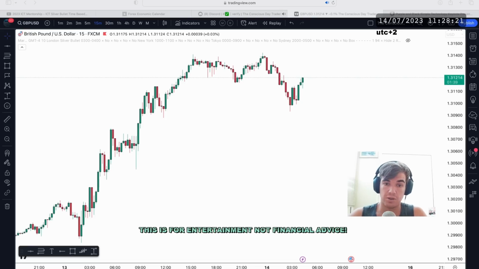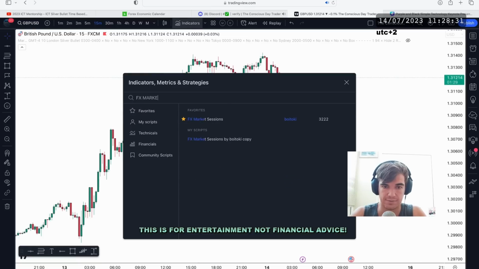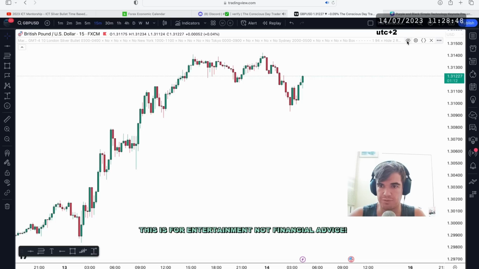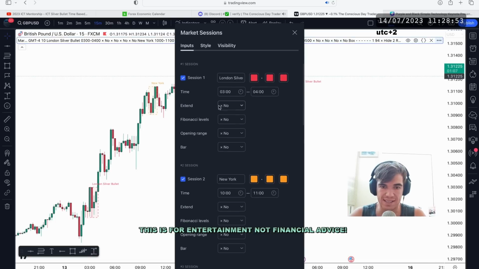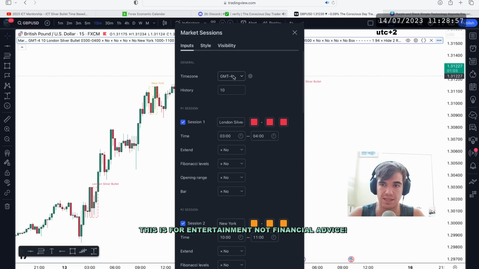Okay, so here we are on the pound dollar. The first thing that we're going to do is look at the indicators. So we're going to click on indicators, and we're going to look at something that's called FX Market Sessions by Boyd Toki. So when we click on that, we're going to get this here, and then if we go onto the little gearbox here, we're going to set all these times up. We're going to make sure that GMT is -4.